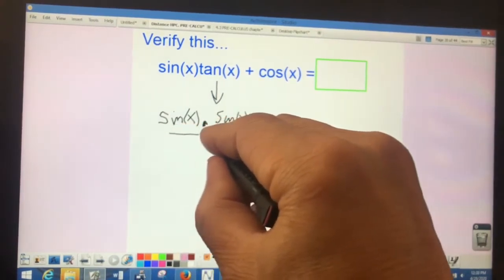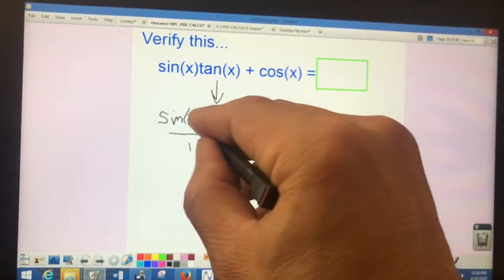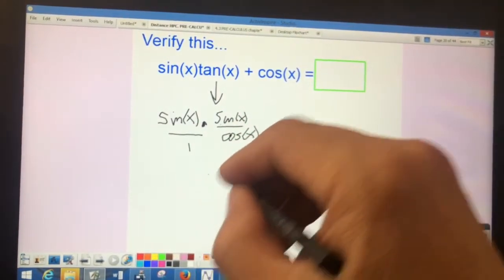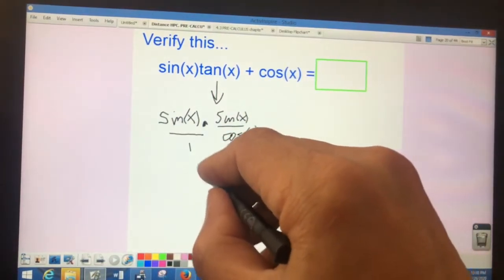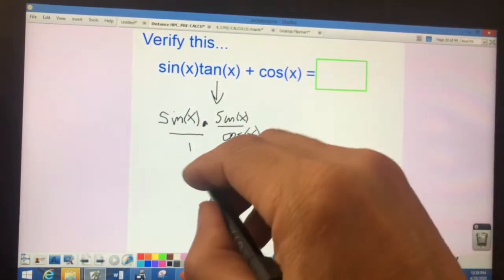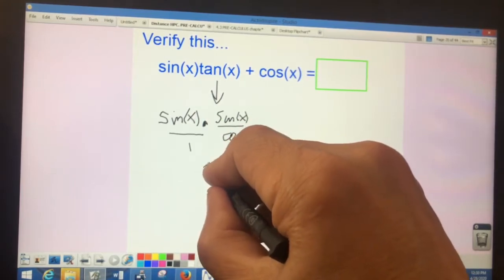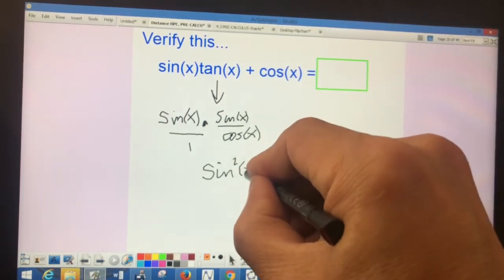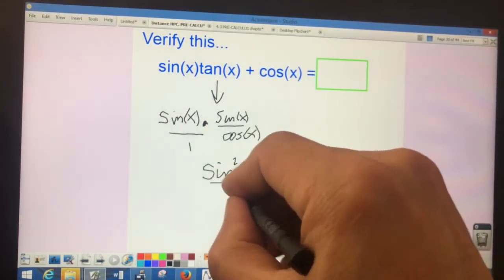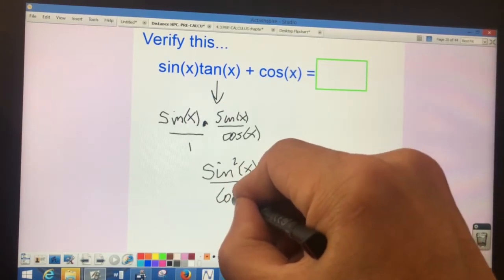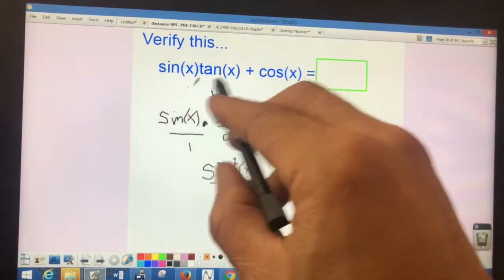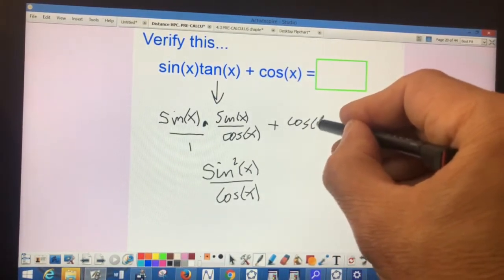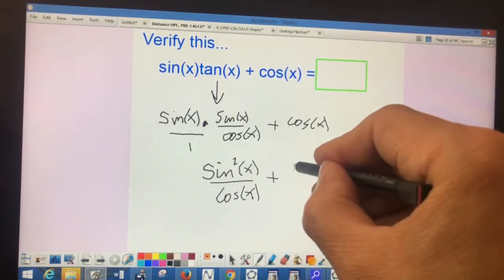So tangent is sine over cosine. Now, by just these two right here, you're already bringing up the sine squared, and that's the unit we're at. We're looking at sine squared plus cosine squared equals 1. We're looking to use those in a problem somewhere. Just an idea, not all the time. So sine times sine is sine squared. I did not deal with the second part of this expression, so I've got the first fraction going. Now the second part is plus cosine of x, so I'm going to write plus cosine of x here.